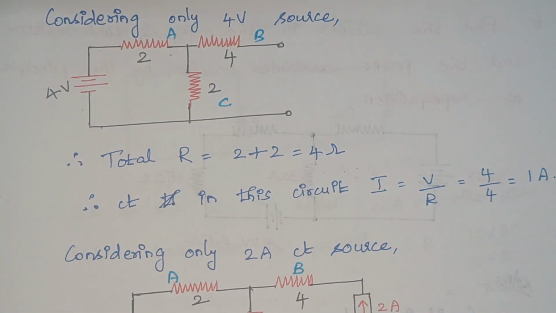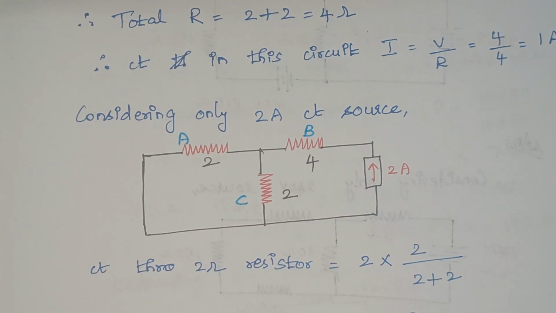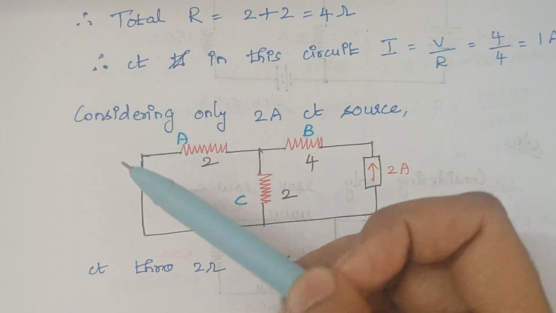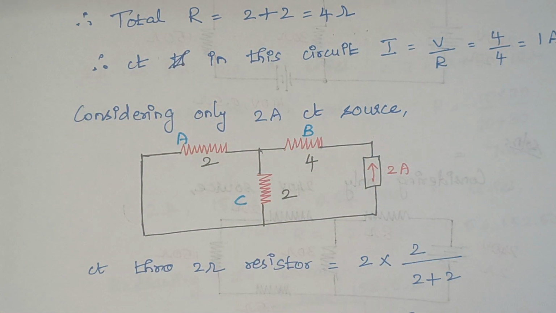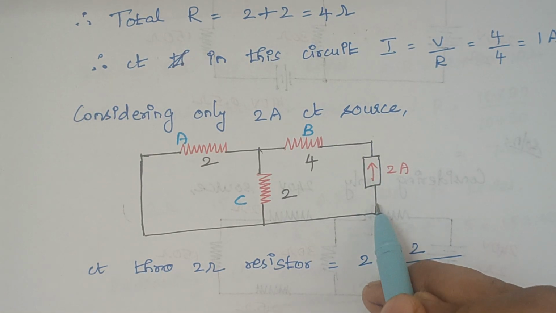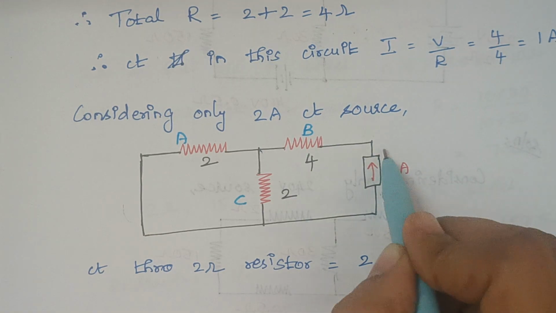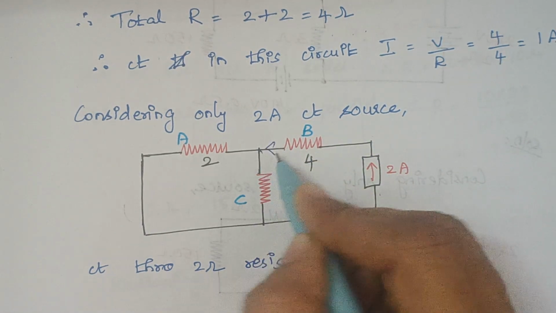Right. Now we are going to consider the 2 amp source. So when you consider the 2 amp source, here the 4 volt source in the previous part is removed. So only 2 amps is considered. So here the current is directly given. Right. So no need to calculate the current. So this is a current source. So this 2 amps flows here like this.